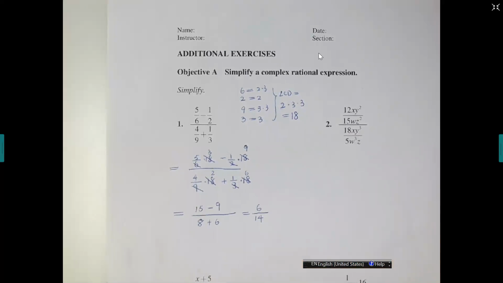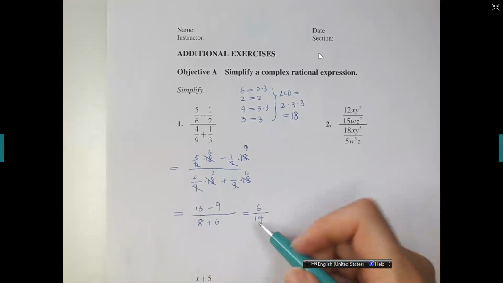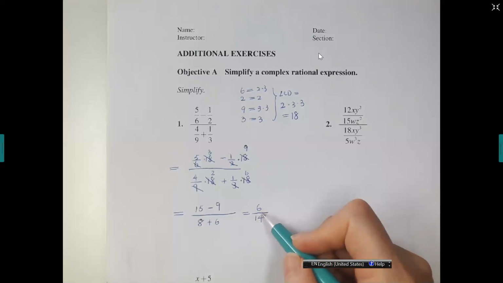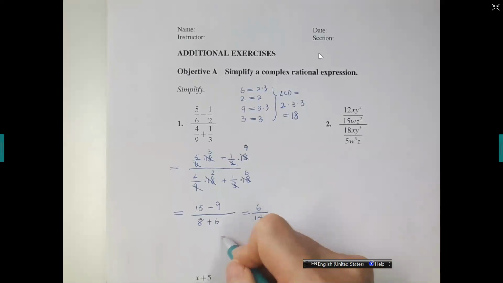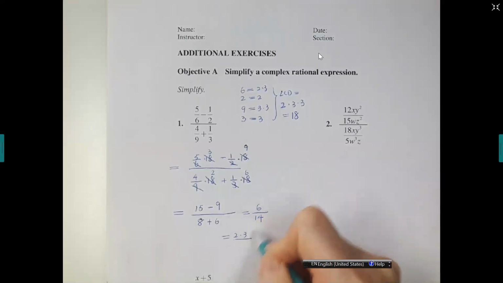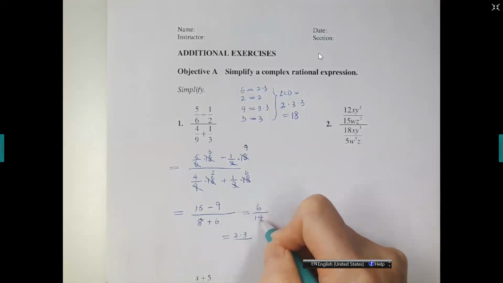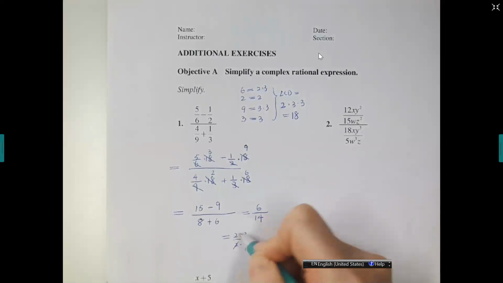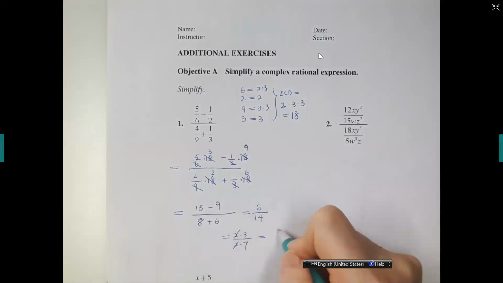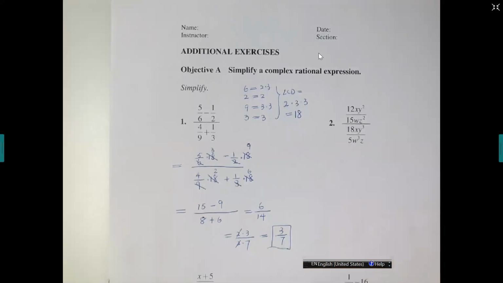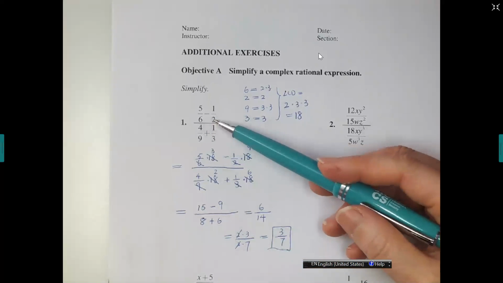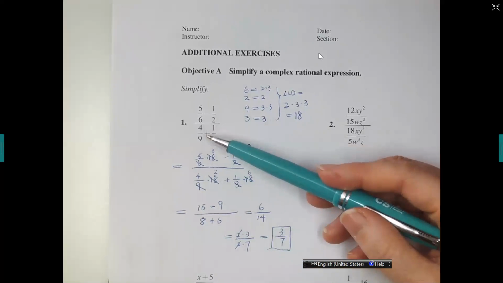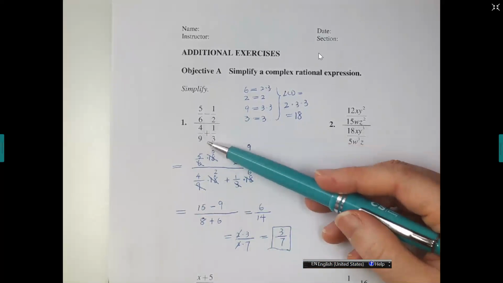Can we leave the answer like this? The answer is no, because this number can be simplified. 6 equals 2 times 3, and 14 equals 2 times 7. So the 2's cancel out. We'll have 3 sevenths left. Final answer. Same idea. So this is a complex fractional number, a special type of complex rational expression.